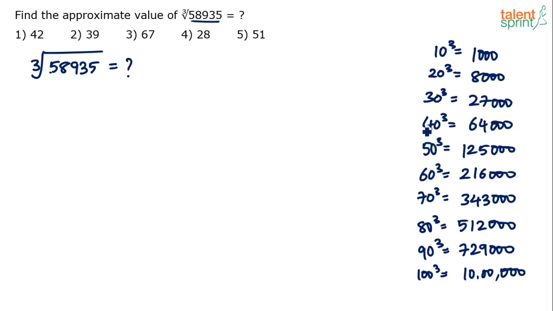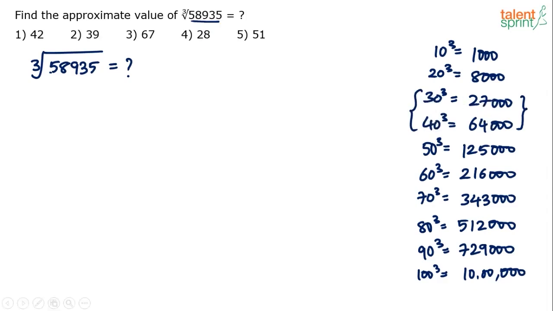Now the point is, 58,935 is more than 27,000 and less than 64,000. So I can say that the value given in the question is between these two numbers, 27,000 and 64,000. And hence, the answer has to be between 30 and 40. Yes or no? That's what is meant by establishing the range, right? If I go by the range, 58,000 lies between 27,000 and 64,000. Hence, the answer has to be between 30 and 40.